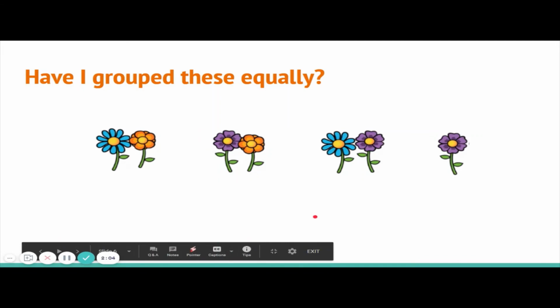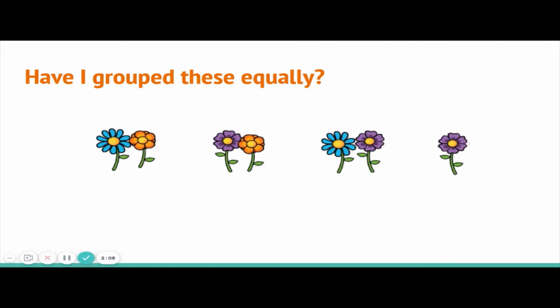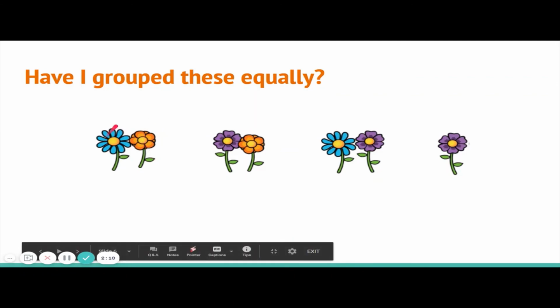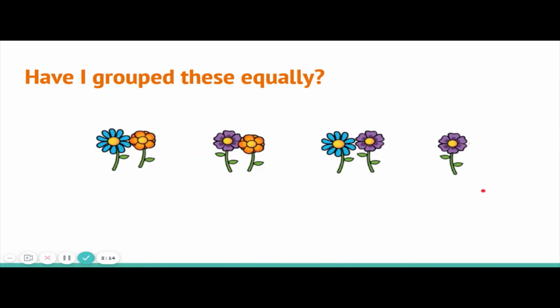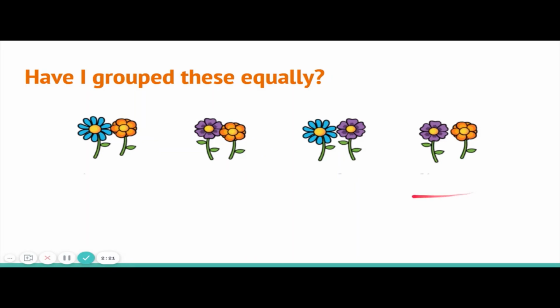Have I grouped these flowers equally? No, these groups are not equal. This has 2, this has 2, and this has 2, but my last group only has 1 flower. How could I make those groups equal? One thing I could do is add 1 flower to this end group so they all have 2 in.